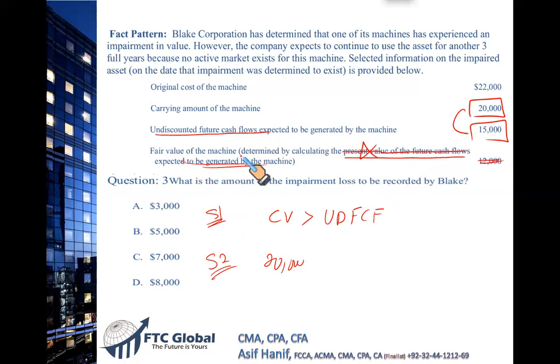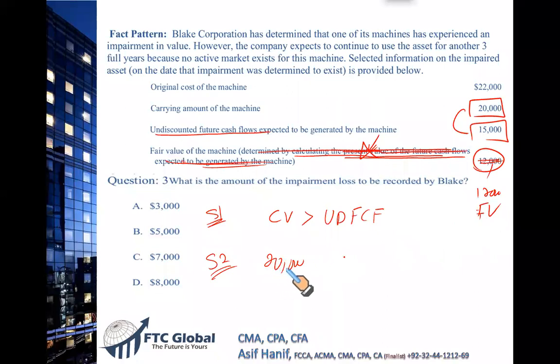Have we been given the fair value? Okay. Just a little correction here. Here it says the fair value of the machine determined by calculating the present value. Ignore this point. I just cut this out, but we have been given only this number. This is the fair value. I don't want to discuss present value here because you're doing impairment under the US GAAP. So this is your fair value. How it has been calculated, that is not our concern. We need to take fair value.